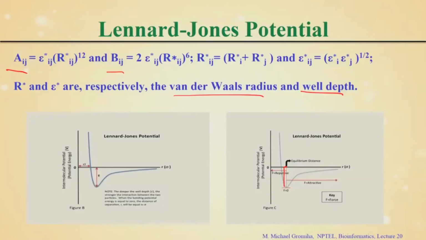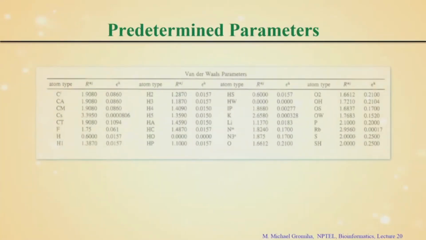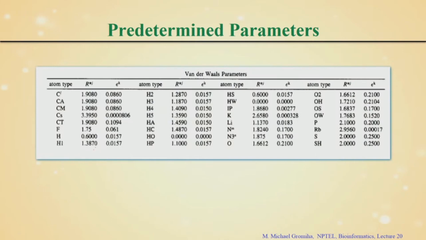If you know the distance, you can easily get the Ri power 6 and Ri power 12. So, for each atom, we have these specific values for the radius and well depth, the predetermined parameters. You can see this is the Rij and epsilon for different types of atoms, whether it is carbon or C alpha carbon or the different atom types; you can have this well depth as well as the radius, and you can use that.